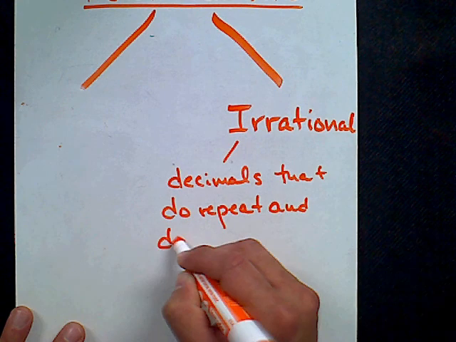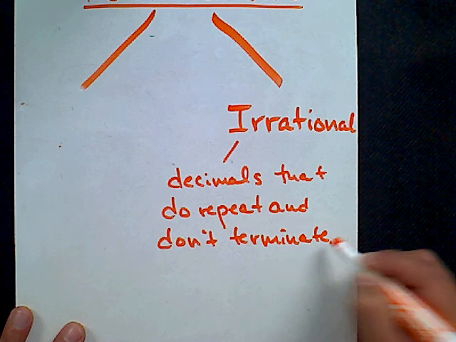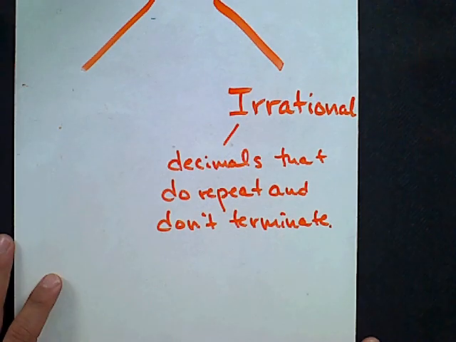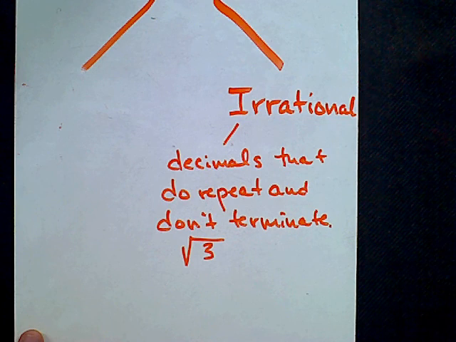Nope. Natural numbers are integers, and integers are whole numbers. Does that make sense?